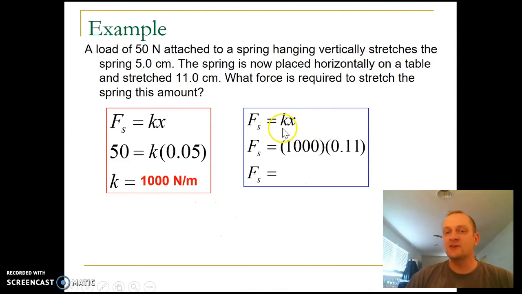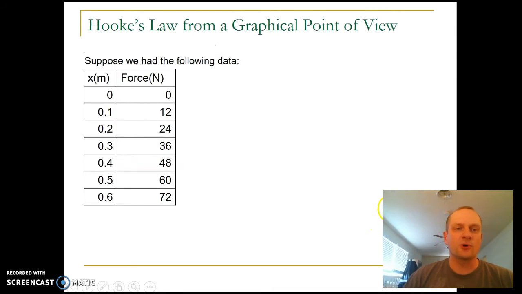So knowing that information, now k is the same for the spring. Even though it's horizontal now and we're stretching it further, k is the same number. The spring constant for this particular spring is still 1,000. So my value of k of 1,000 times how far I stretch it, 11 centimeters, the new force required would be 110 newtons.